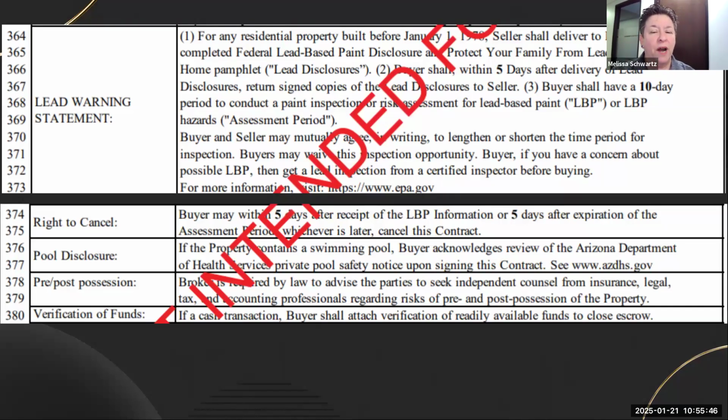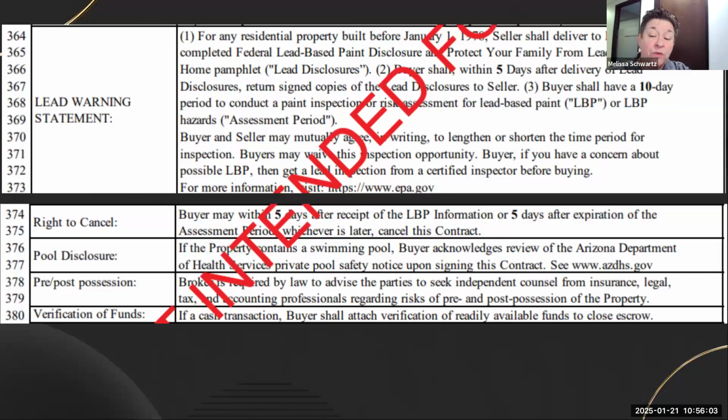Right to cancel. The buyer has the right within 5 days of receipt of the lead-based paint disclosure to cancel. Pool disclosure. The buyer acknowledges review of the Arizona Department of Health Services private pool safety notice upon signing this contract.